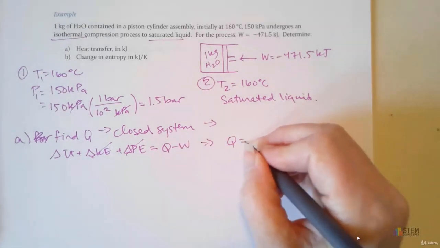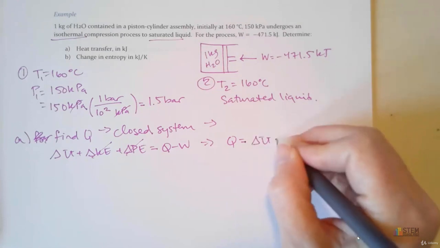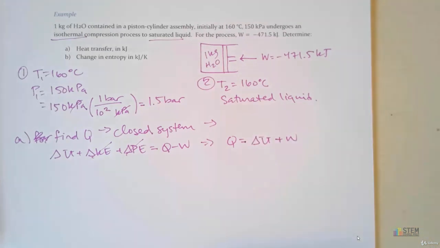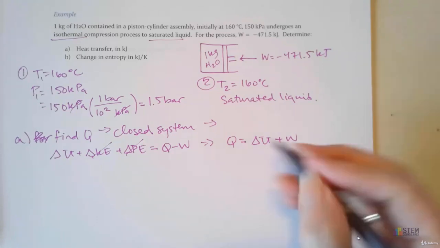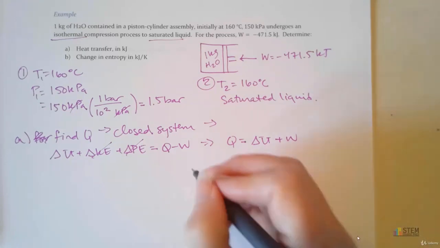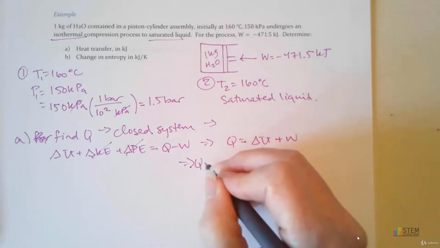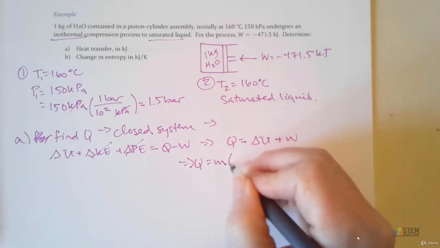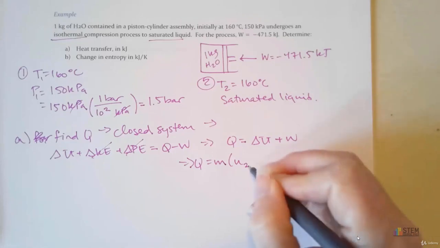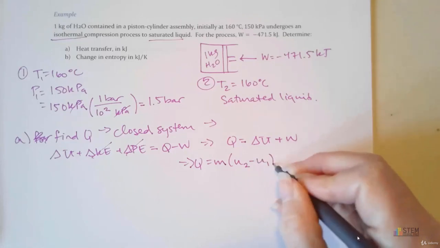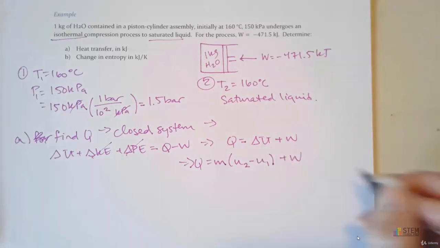Now Q, if we solve for Q, is going to be delta U plus work. Now remember, this is regular internal energy. All right, this is not specific internal energy. Our tables give us specific internal energy, so we need to rewrite this in terms of specific internal energy. And if we do that, we're going to have Q equals the mass times specific internal energy at state 2 minus that at state 1 plus work.